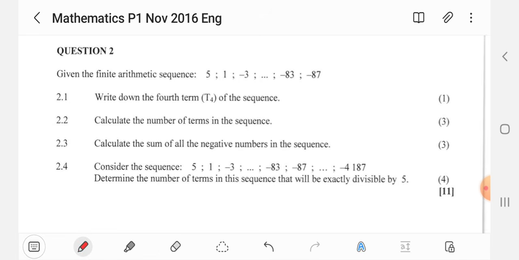Yeah. So we have 5, 1, and negative 3. Write down the fourth term of the sequence. So we have 5, we have 1, and we have negative 3.